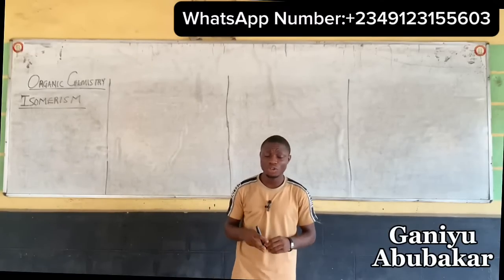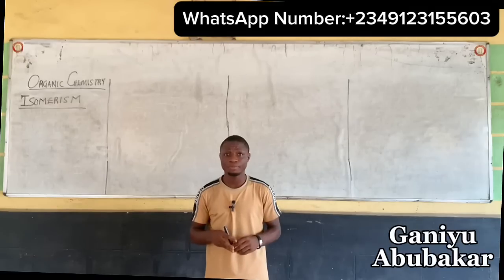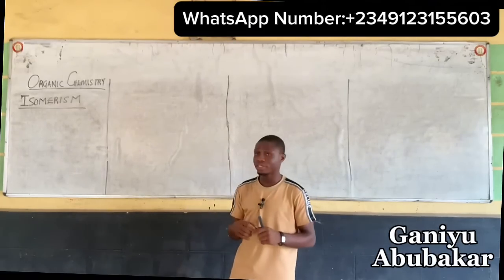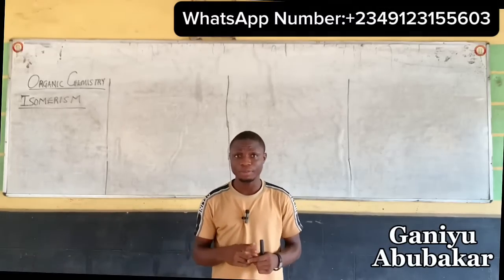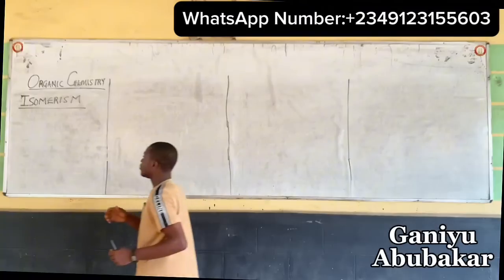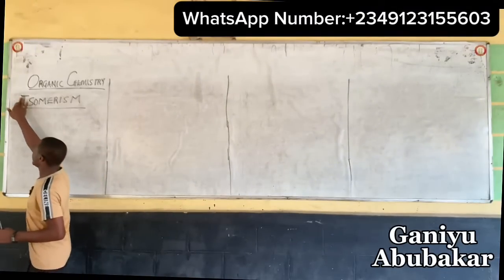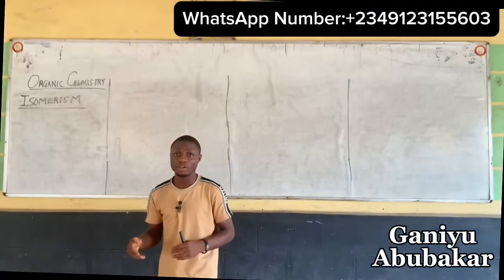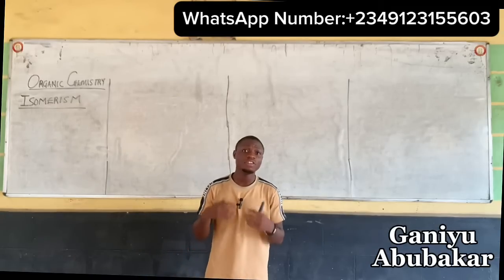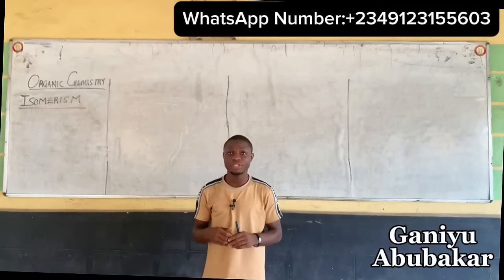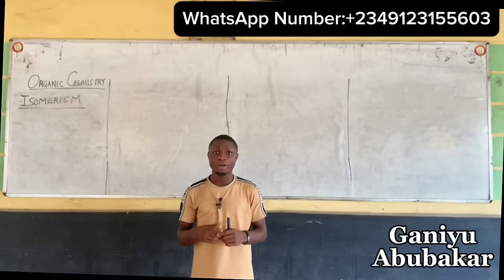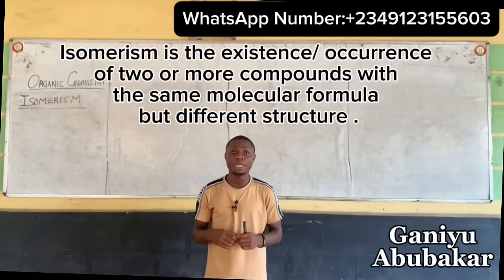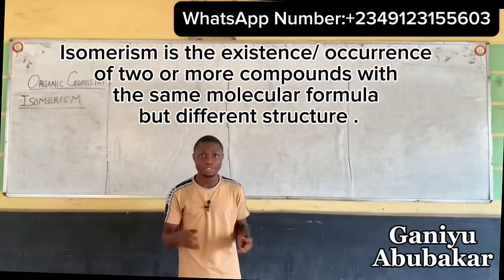For this class, we'll be looking at the study of isomerism in organic chemistry. So let's look at the concept of isomerism. First things first, I will define isomerism. Then after the definition, I will give you some basic types of isomerism ranging from chain isomerism, functional isomerism, and geometric isomerism. I will take a few problems to explain those types.